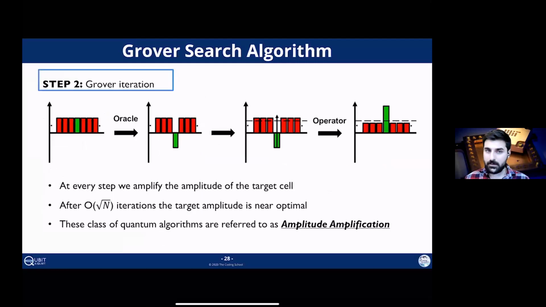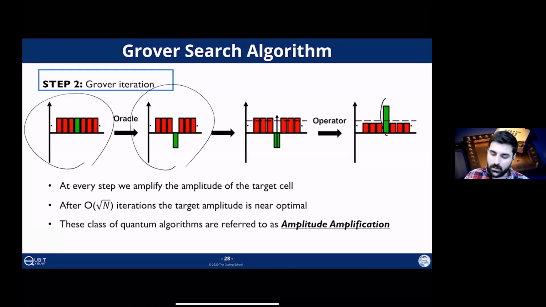So now what happens if I were to draw the whole second step, the Grover iteration, in one slide? We start with everything being in an equal superposition. We apply the oracle operator, which flips the sign of the amplitude of the correct cell that we're looking for. And then after we apply the second operator, which inverts everything with respect to the mean, we see that the probability of the correct answer went up, whereas everything else went down.